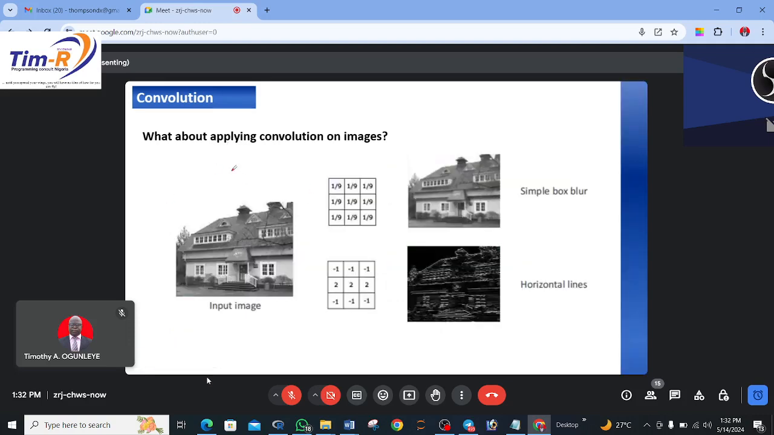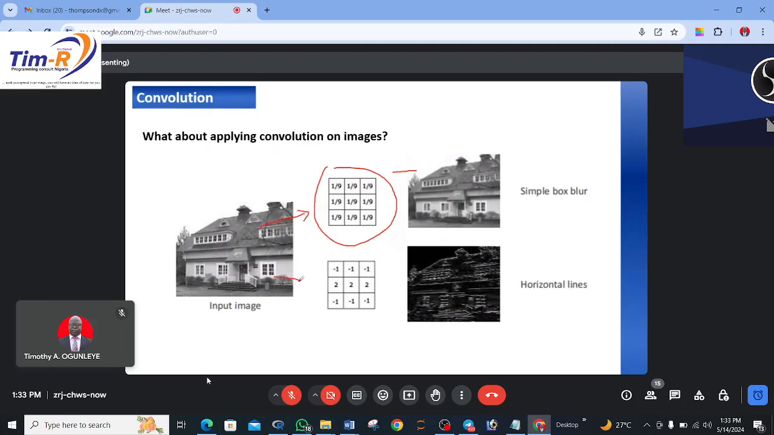Now, still on applying convolution on images, because what we are interested in is the convolutional neural network. So let's say this is the input image. You can see this. So this is the input image, and we have this as the pixel representation. And for this, that's a simple box blur, and we have the horizontal lines. So when we have, let us say, for example, this convolution, this is what we use on this particular image, and it's going to give us this blur.